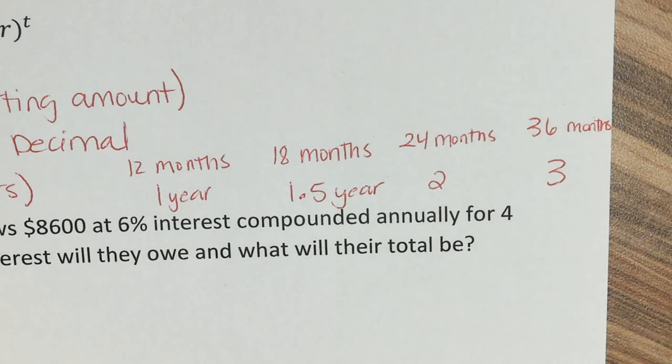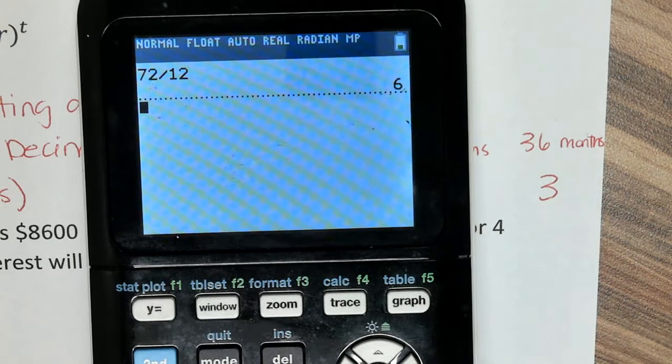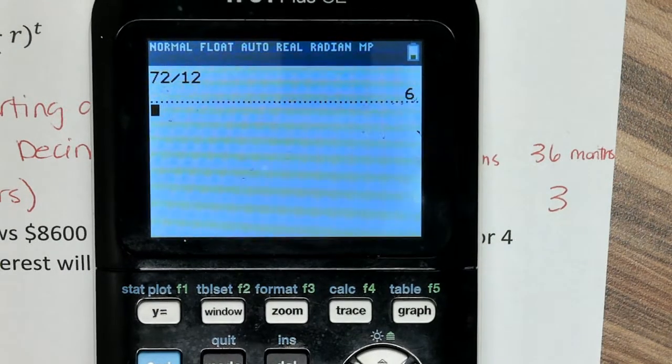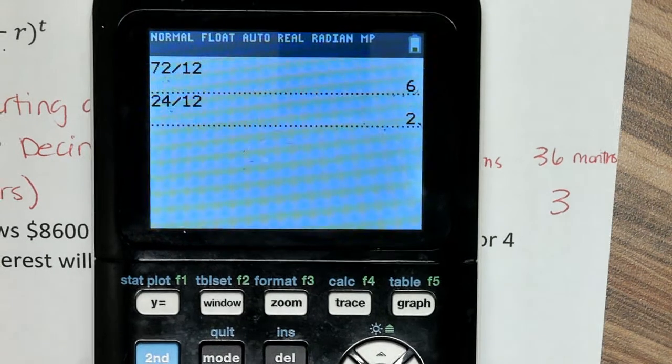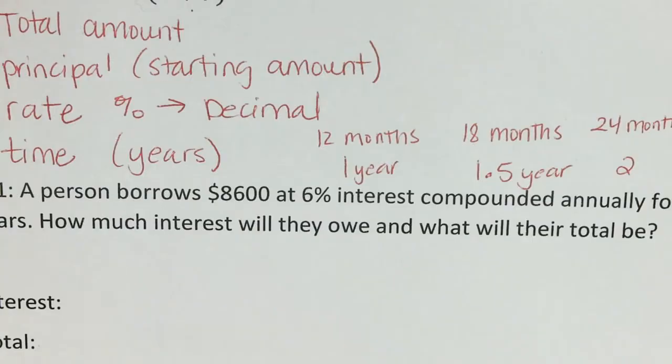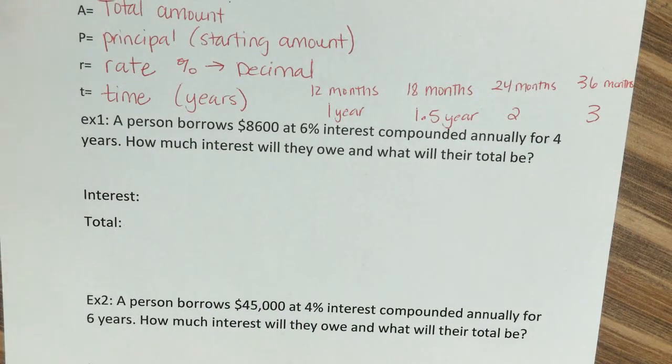So let's say I want to know what 72 months is. I would simply do 72 divided by 12, which is 6 years. If I want to know 24 months divided by 12, that's 2 years. So if they ever give it to you in months, just divide by 12 and that'll give it to you in years. All right, let's do some examples. Y'all pay attention to example 1 because then you're going to do example 2 on your own.